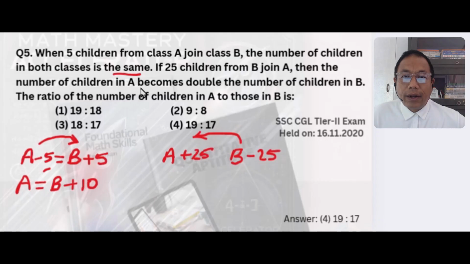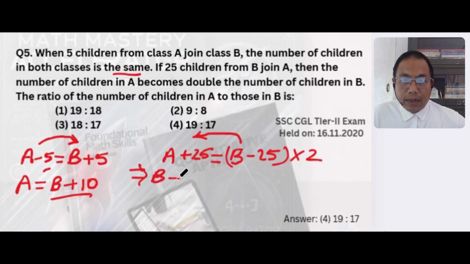Then the number of children in A becomes double, this becomes double times the number of children in B. The ratio of the number of children in A to those in B is A by B. Let's put the value of A here. A is B plus 10, plus 25 is 35. Open the bracket, into 2 is 2B, minus 25 into 2 is 50.